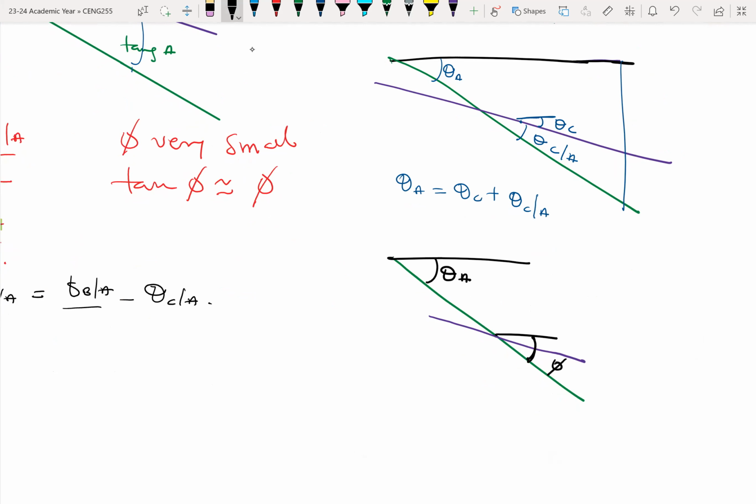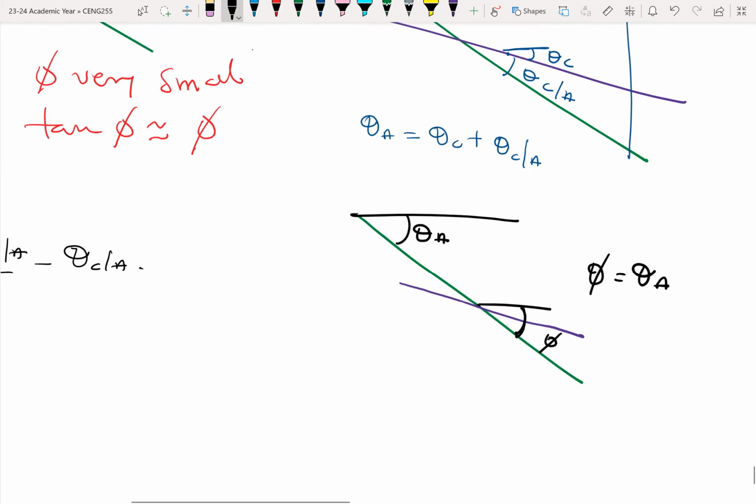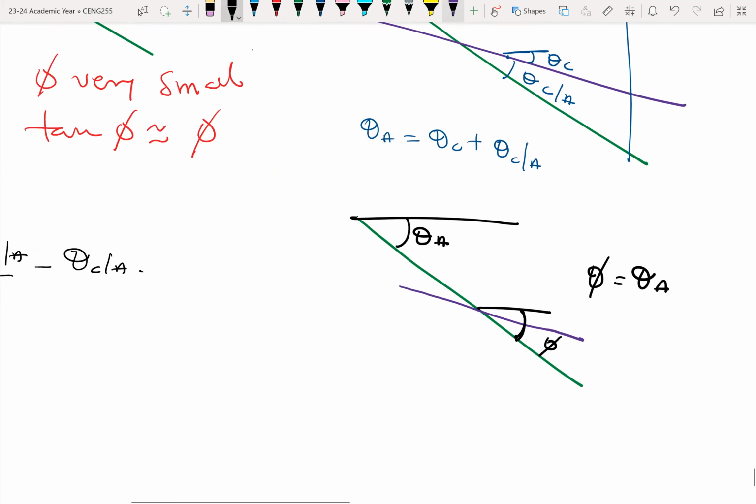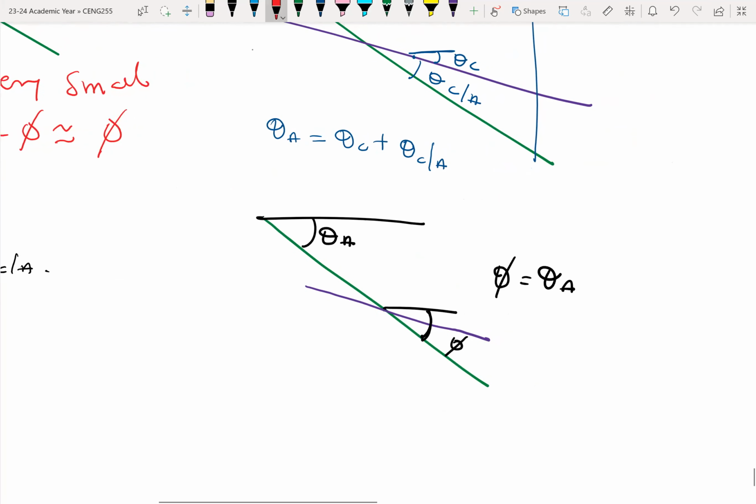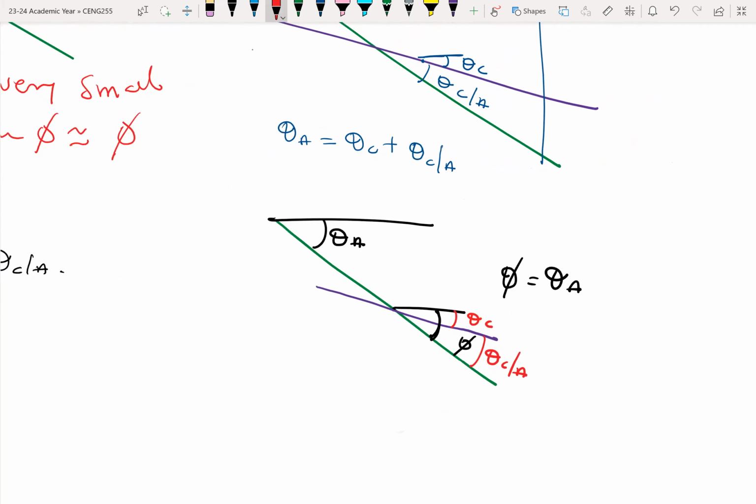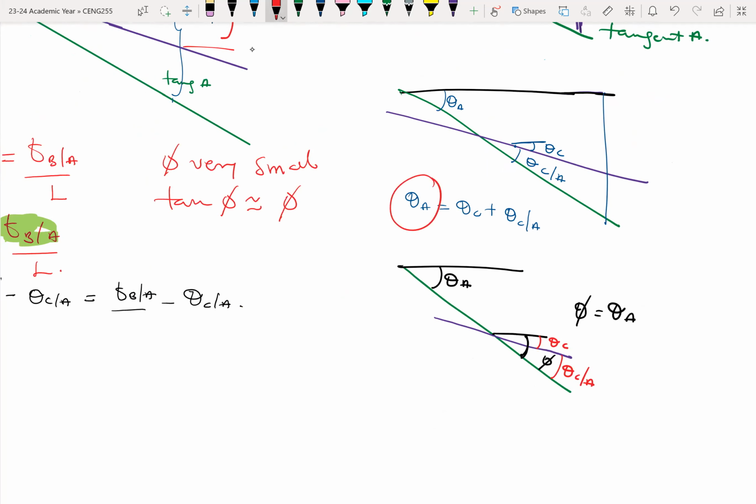Whatever angle I have over here, phi is the same as theta A, corresponding angles. But then a portion of phi over here is theta C. Another portion of phi here is theta CA. So it means that if I find theta A and I find theta CA, then that should help me to find theta C, which is obviously the final answer that I'm looking for.